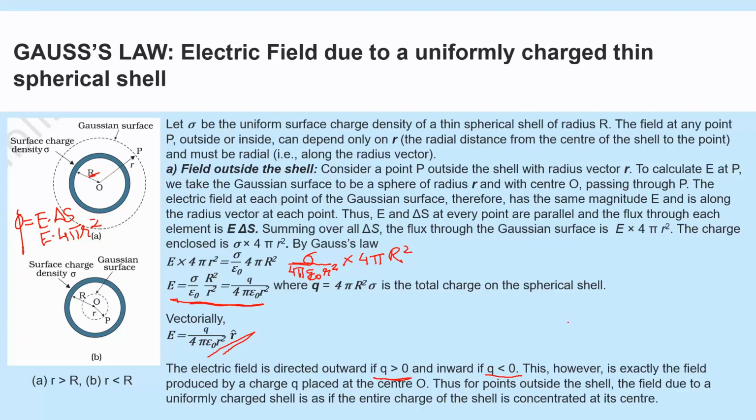Okay, so this is how you can apply Gauss's law to understand the electric field due to a uniformly charged thin spherical shell when we are considering the Gaussian surface, or a point, outside the shell.